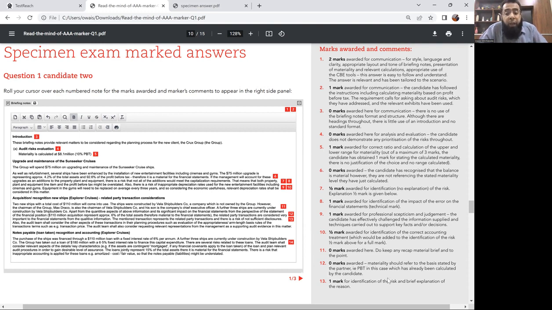1 mark awarded for identification of the risk and a brief explanation of the risk. So from the financial statement perspective, he only got 1 mark. He has written a lot about what the auditor should do rather than referring to the risk in detail. The response should be written, but it should be very brief.